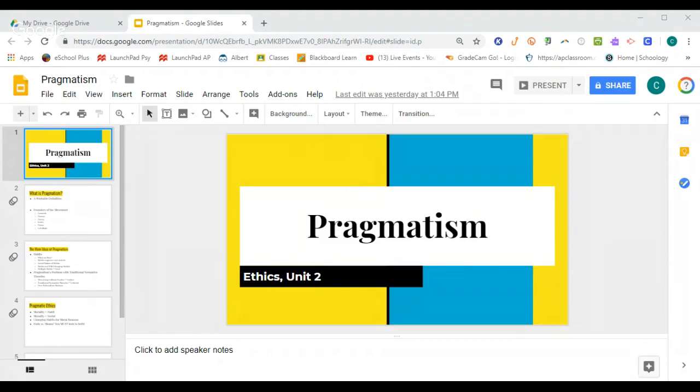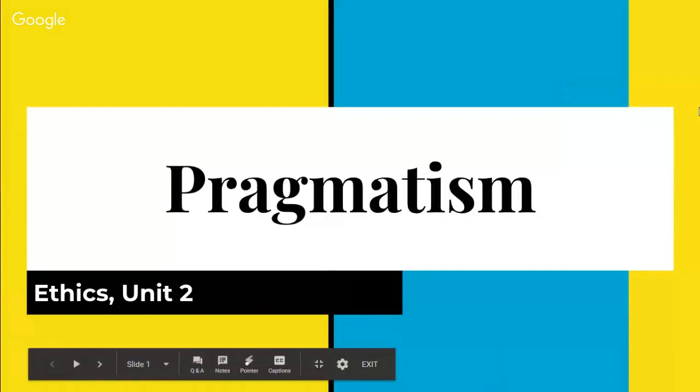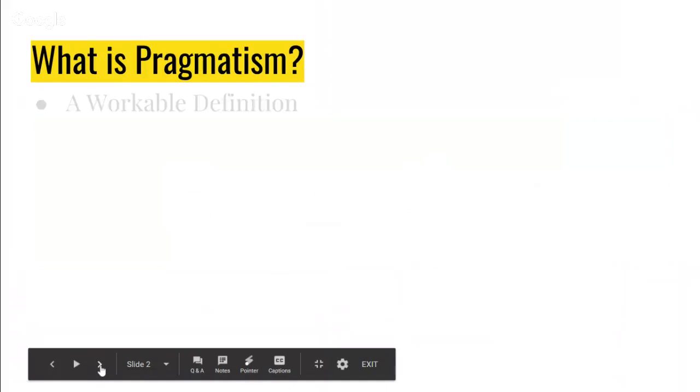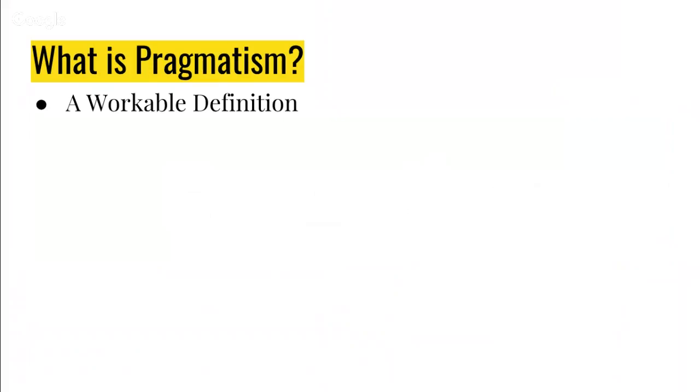Hello, ethics class. Today we are going to take a look at pragmatism, which is another potential normative theory for Unit 2. So to start with, let's talk about a workable definition of pragmatism. Know that pragmatism gets its start with a blend of philosophers and psychologists in the late 1800s to about the 1920s in the United States. Think of a scientific attitude being applied to morality.